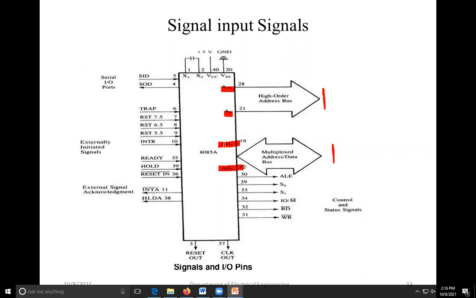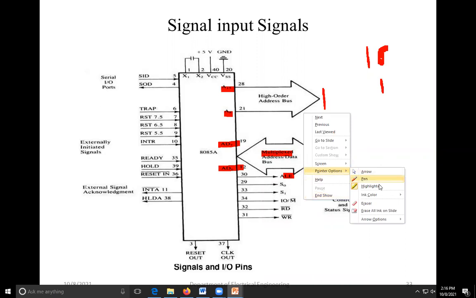So this is AD0 to AD7, the multiplexed pins. When ALE is active high, they act as the address bus, and if ALE is active low, they act as the lower order data bus. How many pins are completed? This is 0 to 15, that is, 16 pins. And one pin is ALE. So this completes the 16 pins.